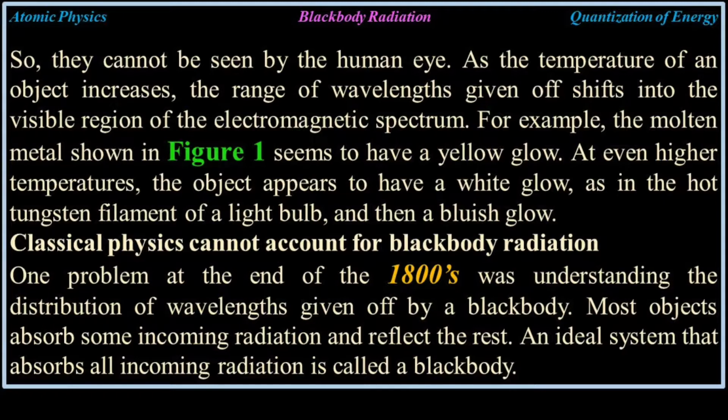Classical physics cannot account for black body radiation. One problem at the end of the 1800s was understanding the distribution of wavelengths given off by a black body. Most objects absorb some incoming radiation and reflect the rest. An ideal system that absorbs all incoming radiation is called a black body.